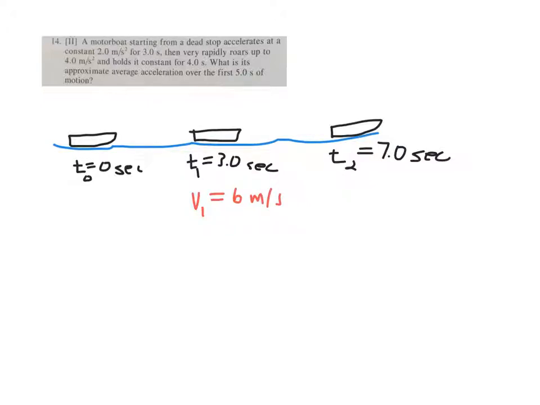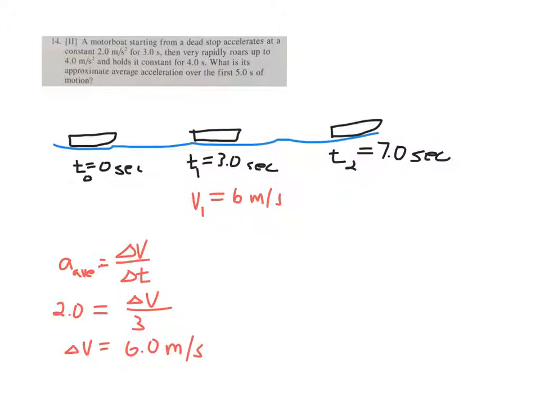You can look at an equation like your average acceleration equation. A average is delta v over delta t. Bottom line is, I know the acceleration was constant at 2.0 meters per second squared. I'm looking for delta v, and the time is 3 seconds. So my delta v is 6.0 meters per second. Did that in my head. Because my v initial, let's call it v0, is 0 meters per second. All right, so I've gained 6 meters per second.